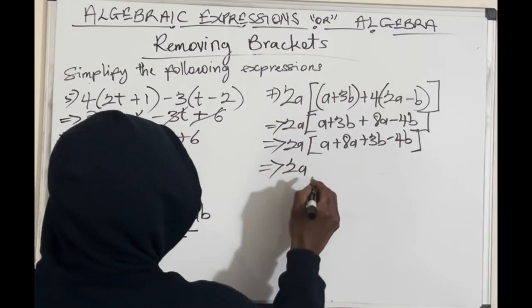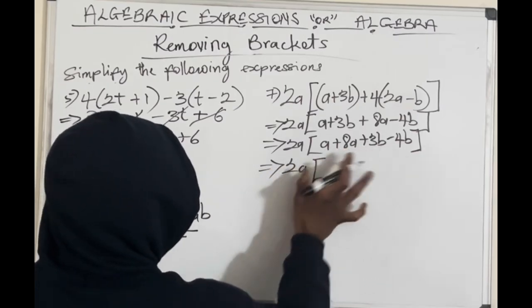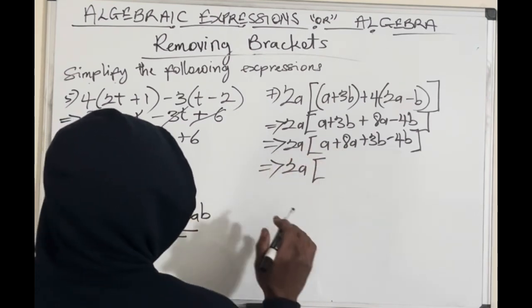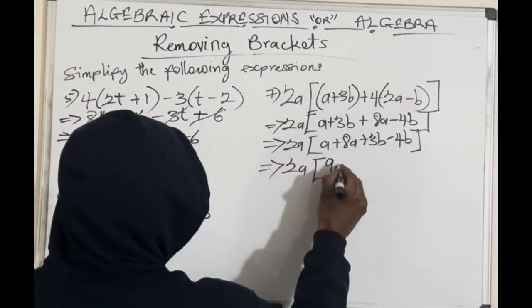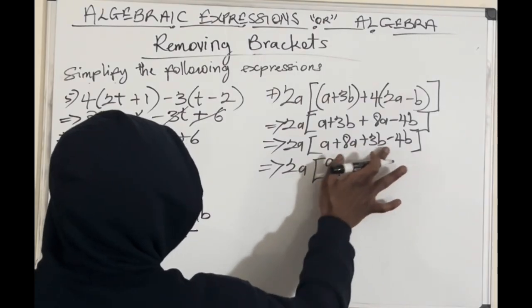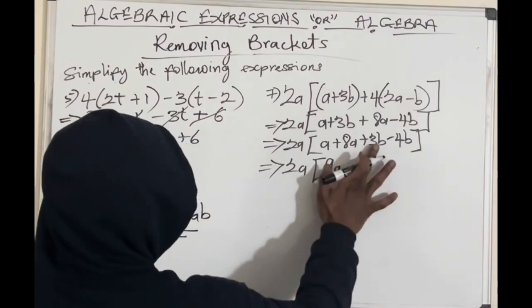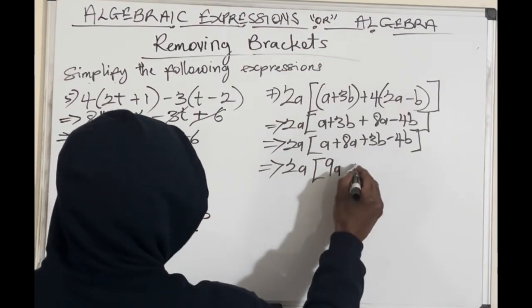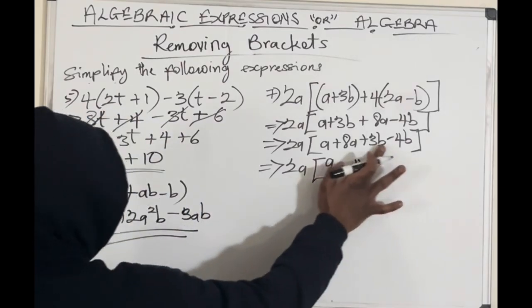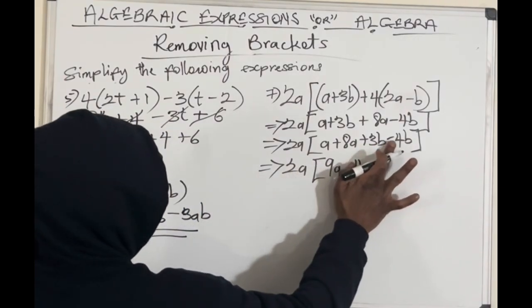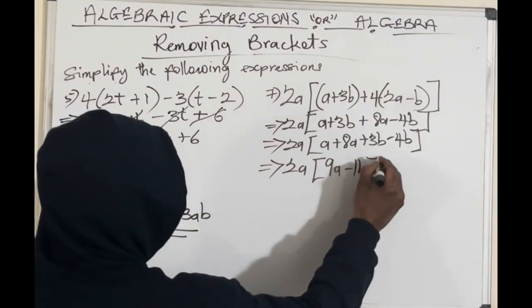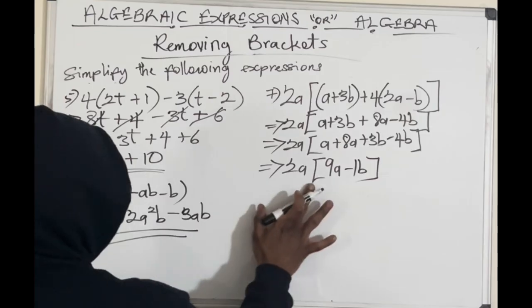Let's clean up inside the brackets. We just add them. So 1a plus 8a is what? 9a. Different bracket, different signs. So we do what? We subtract. So 3 from 4 is what? 1. And then there is b. 4 is bigger than 3, and then it has a negative sign. Let's bring the bracket. Now we are going to take this bracket away.